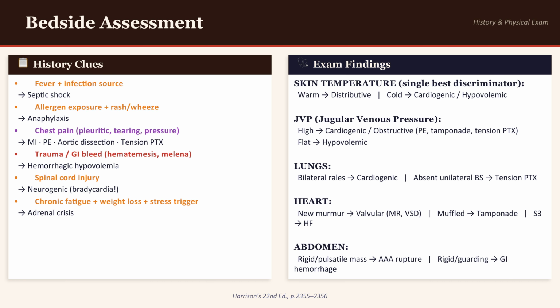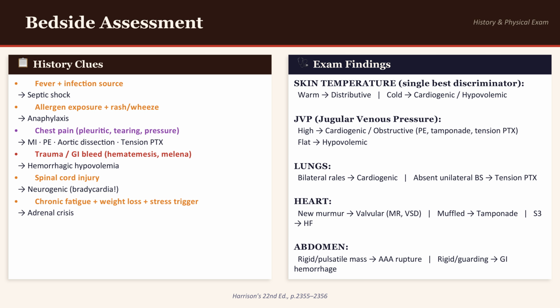Now let's talk about how you actually put this to work at the bedside before a single test result comes back. The history can get you most of the way there. Fever and an infection source point to sepsis. An allergen exposure followed by urticaria and wheezing is anaphylaxis until proven otherwise. Chest pain has a wide differential: MI, aortic dissection, tension PTX. Trauma or GI bleeding goes straight to hypovolemic. A spinal cord injury, especially with bradycardia, is neurogenic. And the patient who comes in with chronic fatigue, weight loss, and got sick last week, think adrenal crisis.